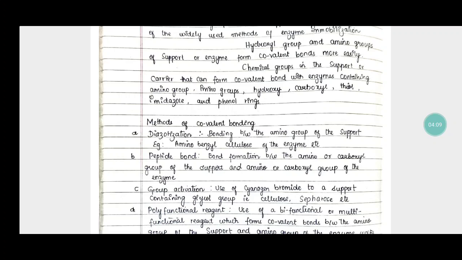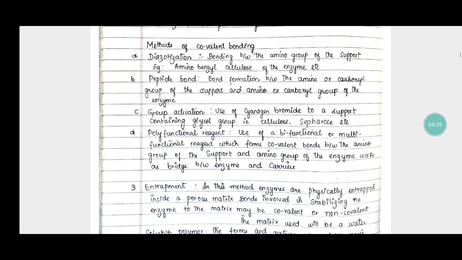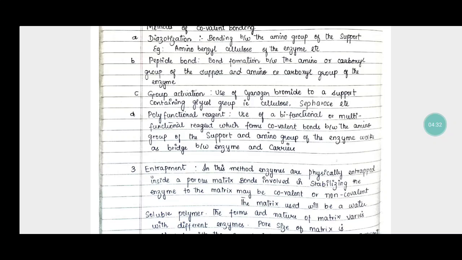Group activation, which uses cyanogen bromide on supports containing glycol groups, that is cellulose, sepharose, etc. And polyfunctional reagents, which are bifunctional or multifunctional reagents that form covalent bonds between the amino group of the support and the amino group of the enzyme, working as a bridge between the enzymes and the carriers.